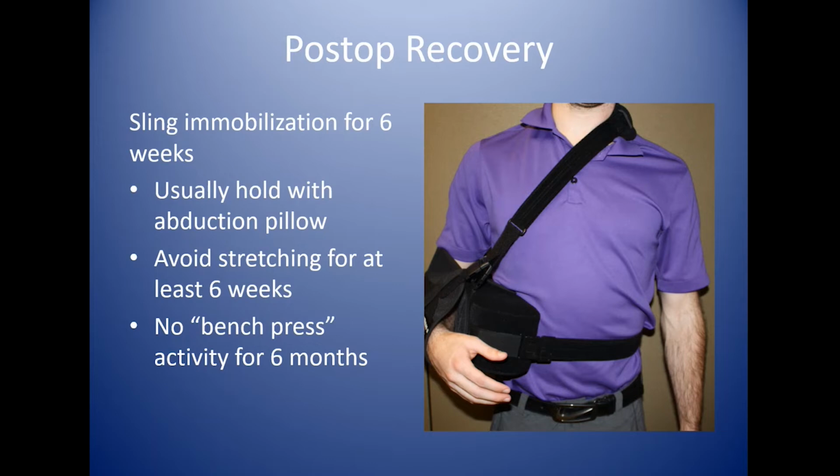The recovery for something like this, we typically will immobilize them for about 6 weeks with a sling. But this time we do use that pillow, because what we're trying to do is keep the hand out in front of them, so that their hand isn't drifting in and they're not pulling on what we fixed in the back of the shoulder. So those patients will be in this sort of abduction orthosis. And we'll avoid doing really anything stretching-wise for the first 6 weeks. And I tell them you're not going to be doing any of your bench press activities for a minimum of 6 months. And that's pretty much contact sports as well, if not longer.